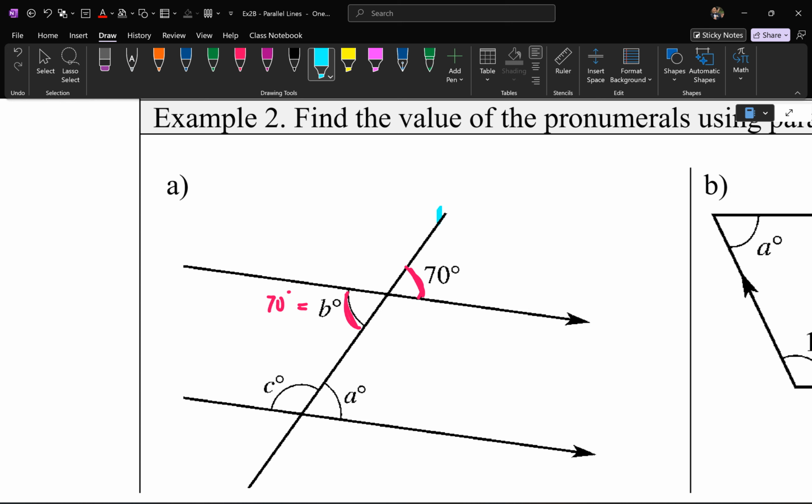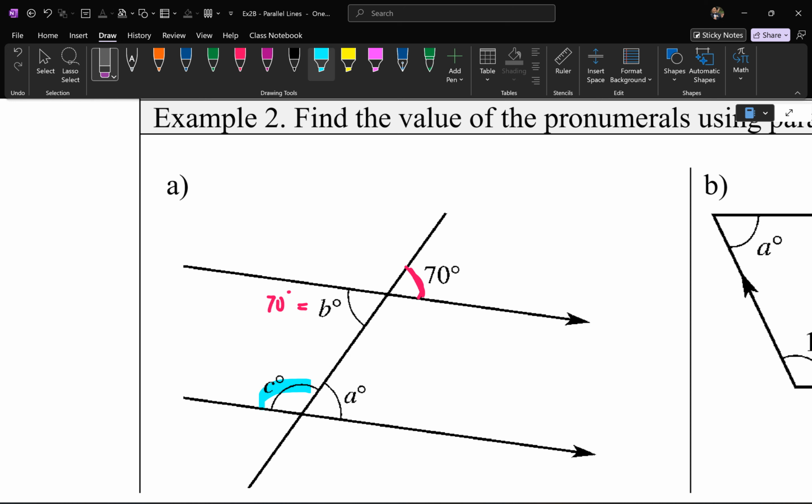Haushan, can you see how these are on the one intersection? So that is when you have vertically opposite. So that's an example of it. Okay, so here, these 2 are on the one intersection. So yes, this is vertically opposite. So that's why B is equal to 70 as well. Very good.